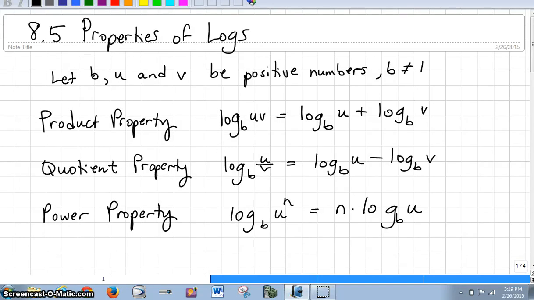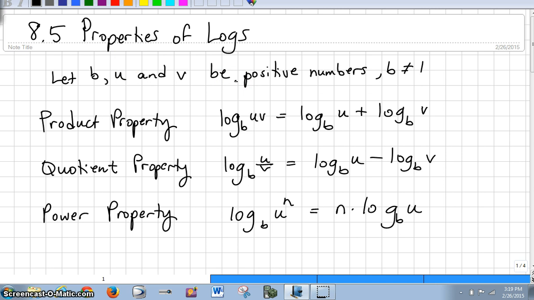There are three properties of logarithms that we use a lot whenever we solve equations. And so what we're going to do today is practice using these properties so that we'll be ready to solve equations. So here they are. There are three.